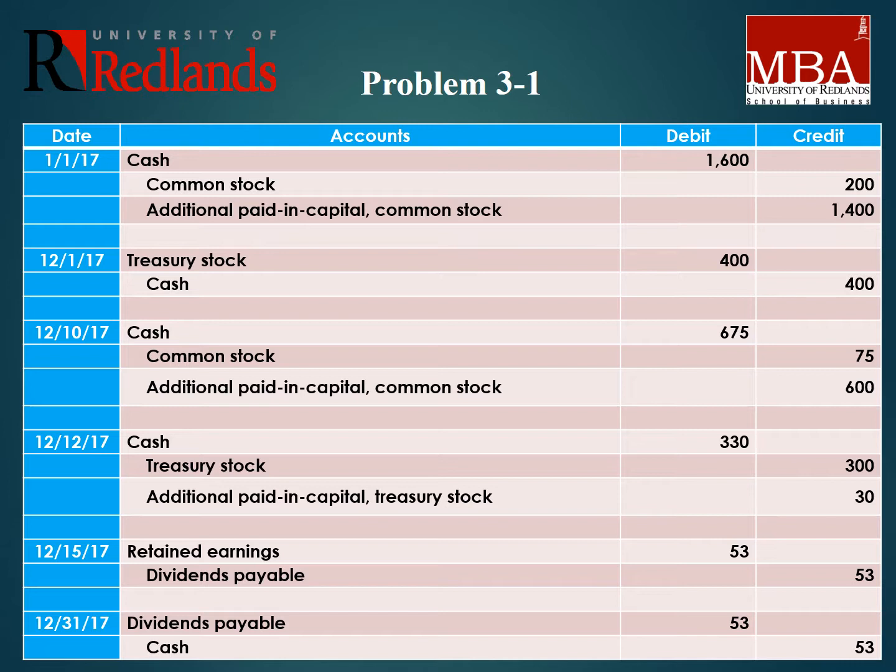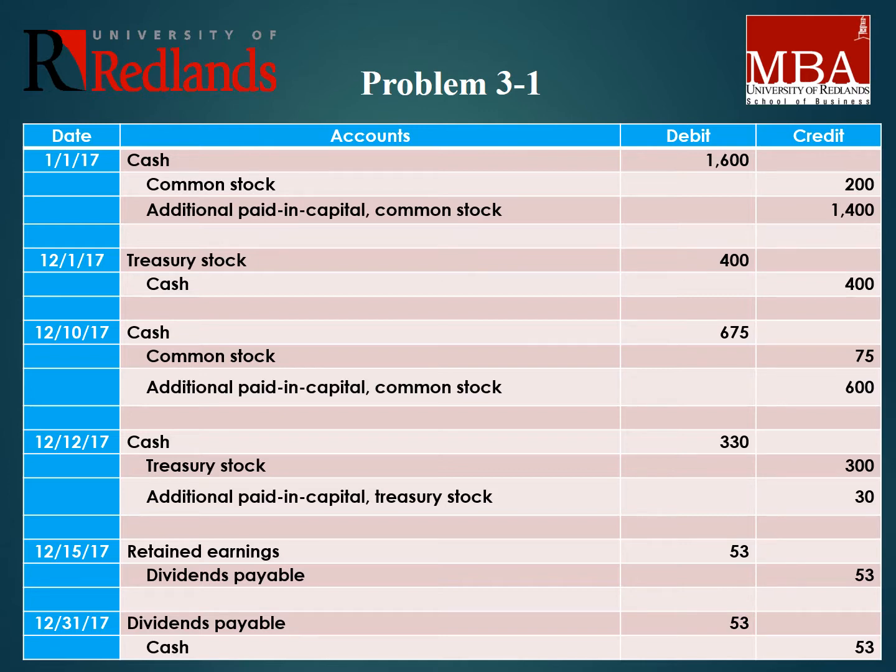On December 12th, we issued 30 of the treasury shares when the market price was $11 per share. So we're receiving cash of $330, which is the 30 shares times 11. We're crediting treasury stock for the cost, or $300, and the difference is going to additional paid-in capital on treasury stock of $30. On December 15th, we declared a 20-cent per share dividend. We would debit retained earnings for the $53, which is the 20 cents times the outstanding shares, and we would credit dividends payable for $53.